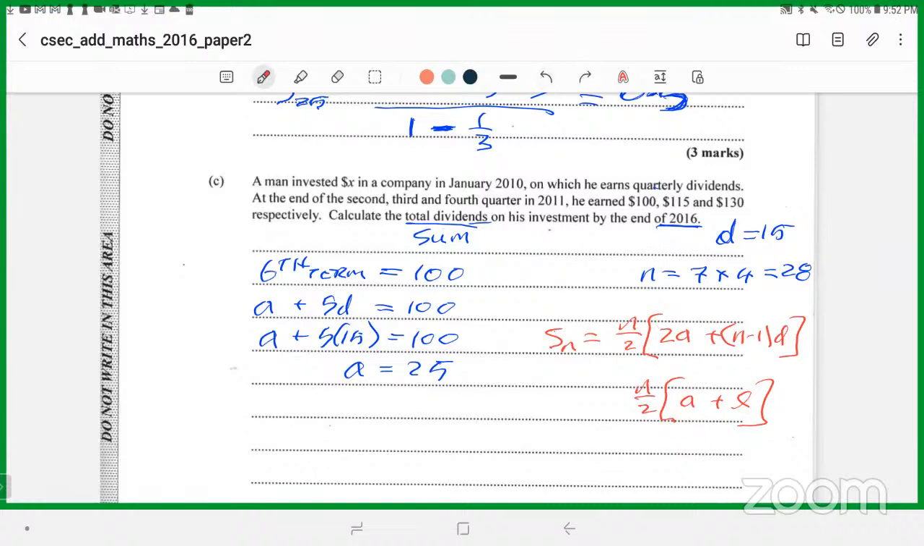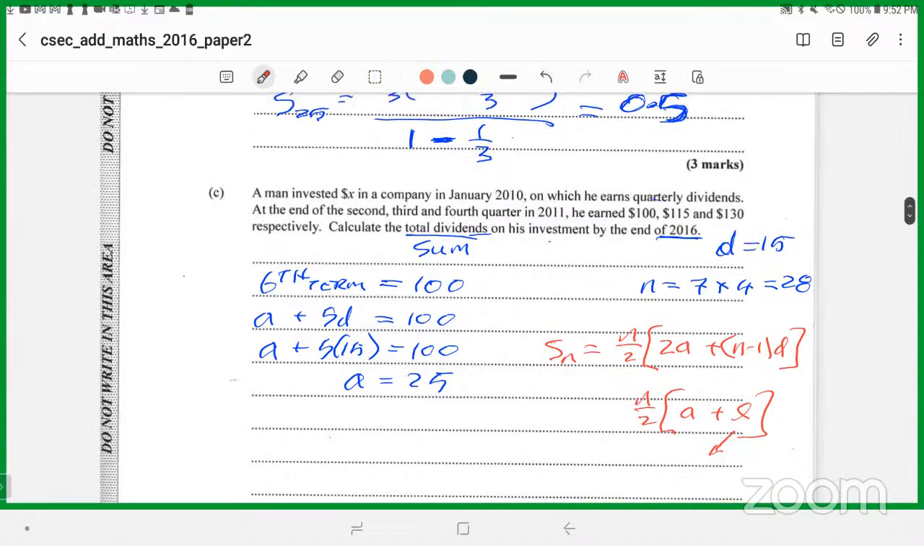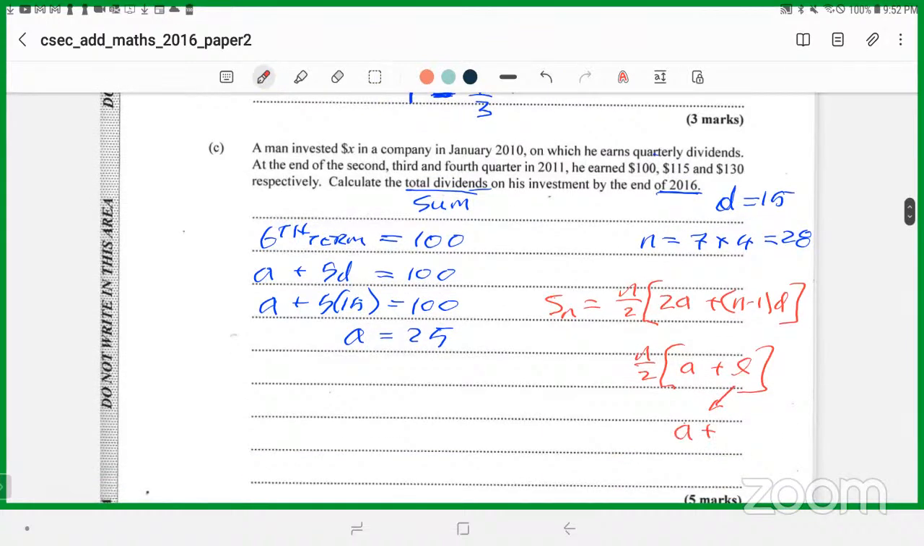Why are they the same? Because the l is a plus n minus 1 d. And so you have 2a and the n minus 1 d. That is the result there. Right? So it's the same formula really. It's a useful formula when you know the first term and the last term. This one is not on the formula sheet. So basically we're going to be using this one up here to find the sum.